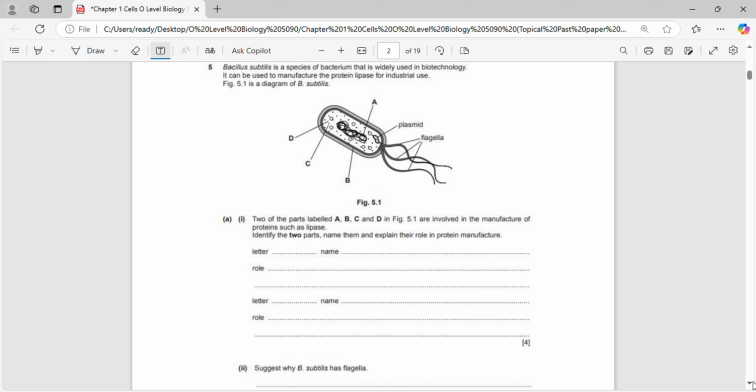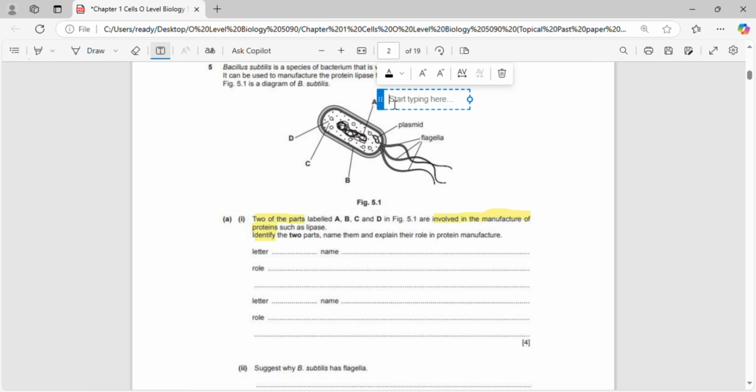It's about a bacterial cell, which is commonly used in biotechnology. The question shows a diagram of the bacterial cell with parts labeled A, B, C, D, and we have to identify them correctly. Please note that it's very important to read the question carefully because some students might get confused. For example, the question asks for parts involved in the manufacture of proteins, not just any 2 parts. So, you need to label the specific parts related to protein synthesis. We will go through this step by step.